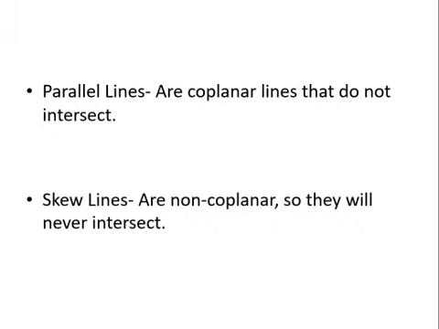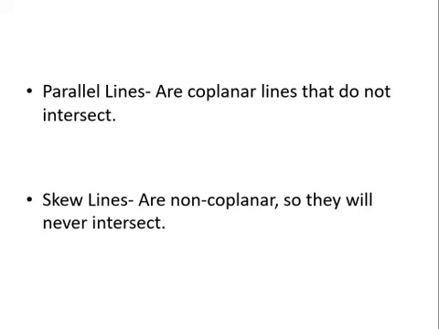Parallel lines are lines that are coplanar, meaning they're on the same plane. You can put them on a sheet of paper, and they'll be flat on that paper, and they never ever intersect with each other. If you have your notebook in front of you right now, you'll see the lines on your notebook. Those are parallel. They're on the same plane, the piece of paper, and they never intersect with each other.